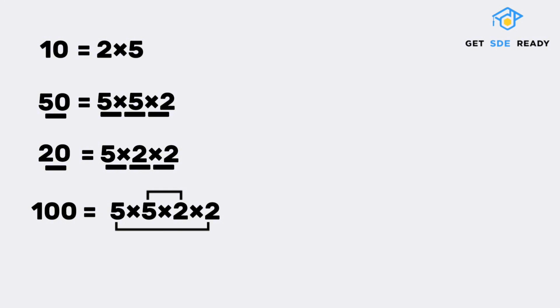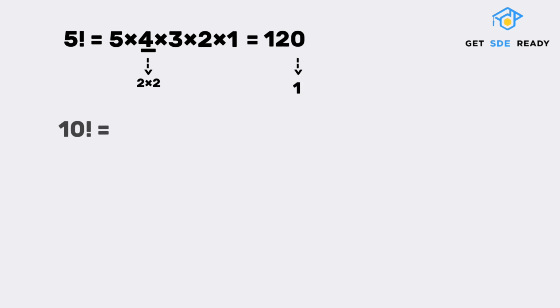So let's see this. 5 factorial. This is 5 into 4 into 3 into 2 into 1. If we see 4, this could be written as 2 into 2. How many total pairs of 5 and 2? One pair. That is why if you calculate this 5 factorial, it comes out to be 120, and there is one zero.